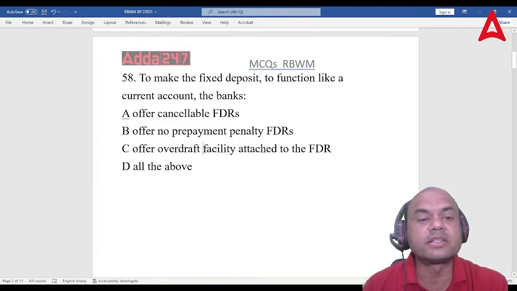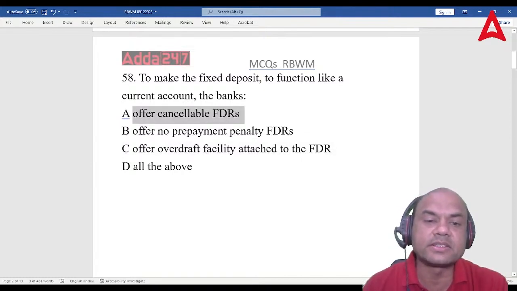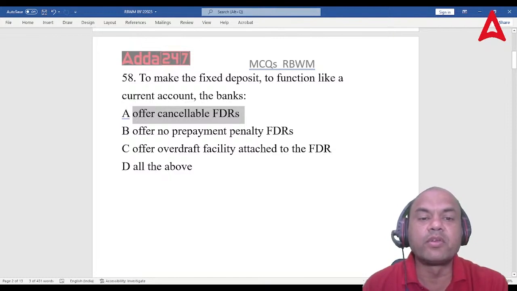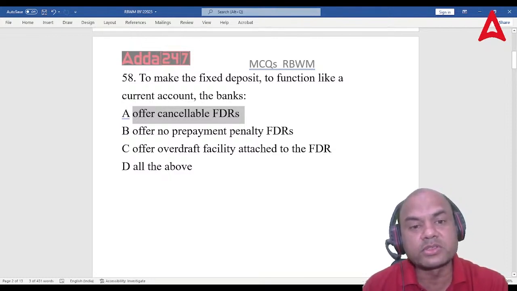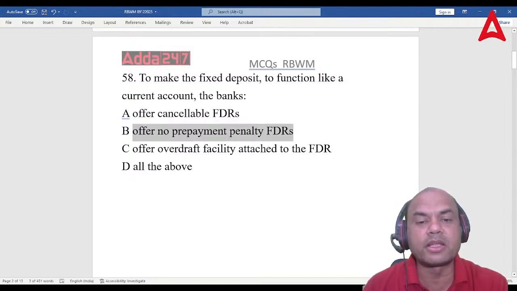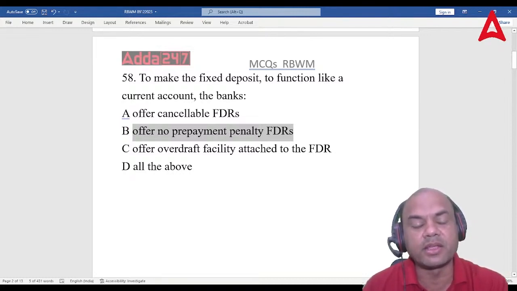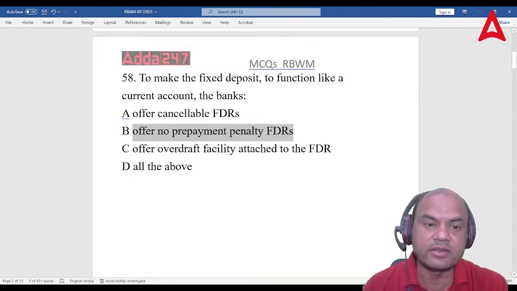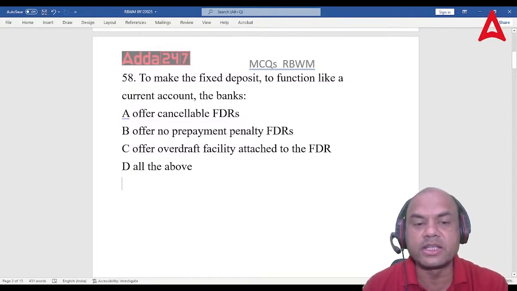Offer cancelable FDR, this is not the answer. Why? Because if I cancel this FDR, what happens? FD won't remain at all. We want the FD also and the OD also to remain. To offer no prepayment penalty FDRs means what? Again, I am telling that customer to cancel that FD. So, A and B cannot be the answers. So, answer will be C only. C. This is the answer. Offer overdraft facility on the FDR. That is the answer. Let me mark it red. Everyone got this? Type yes in the comment section. Everyone got it?